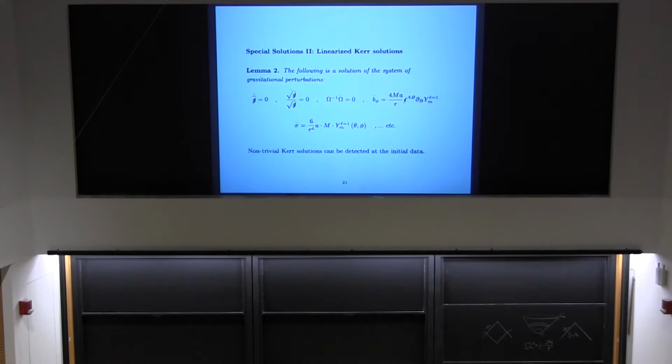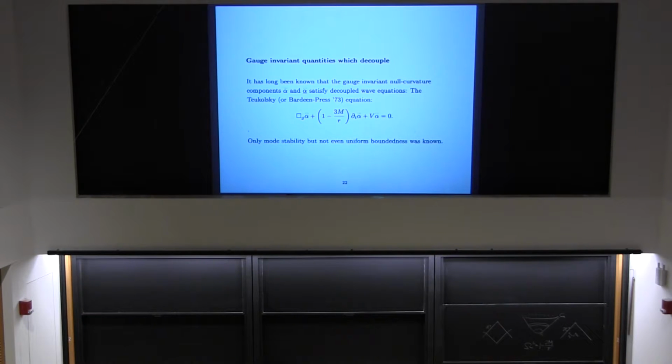The other important remark here is that you can detect the existence of non-trivial Kerr solutions directly at the initial data. In fact, in this picture, you can go to the horizon sphere, look at the curvature component sigma, and look at the l equals 1 modes of sigma, and that will tell you whether you have a Kerr solution in the initial data or not.